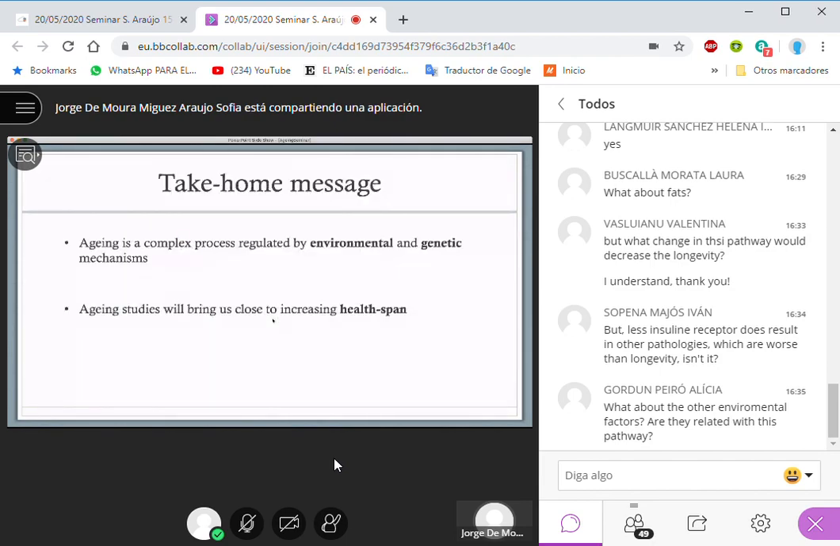So your take-home message today is that aging is a very complex process regulated by environmental and genetic mechanisms, and we do aging studies to be able to know more about why we age, to know more about the genetics of aging, to increase lifespan, but mainly at the moment to be able to increase health span, to make individuals healthier for longer.